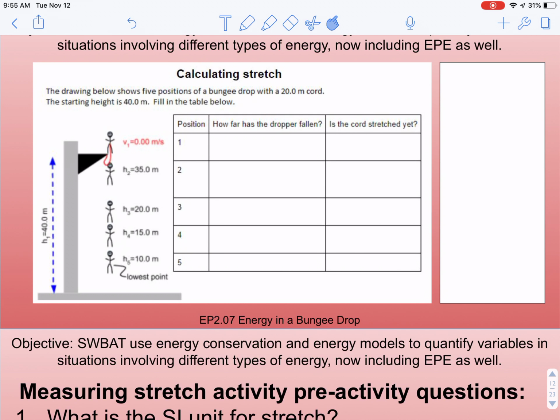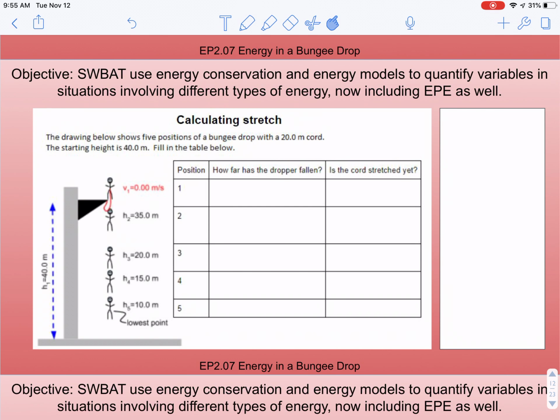All right, everybody, I'm going to go through some extra notes that we're going to add to this diagram, which should already be in your notes. So we should have filled out how far the dropper has fallen and is the cord stretched yet. And then for points 4 and 5, it had stretched, and so you should have said that it stretched 5 meters and 10 meters.